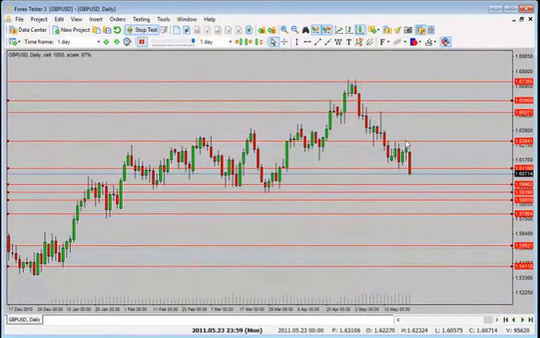Okay, so here we are. It doesn't even go to test the high, just drops from there. So notice these multiple pins into that resistance level. Price just holds. Now we have broken below the previous low here. We have a bearish engulfing candle close. What do we expect from here?